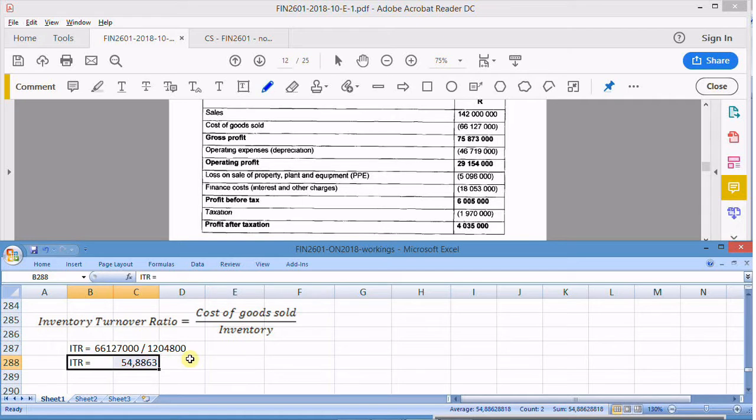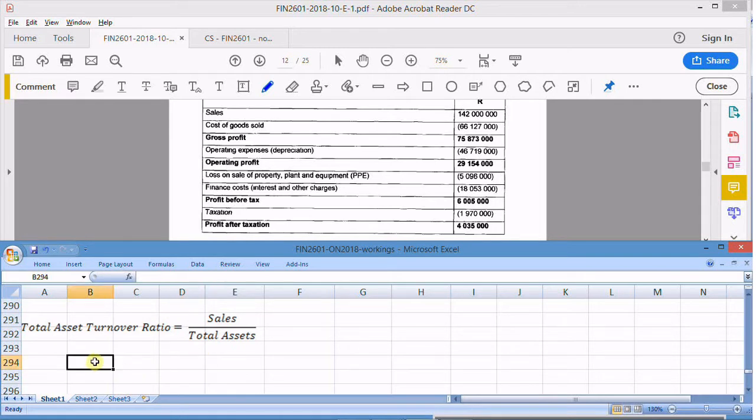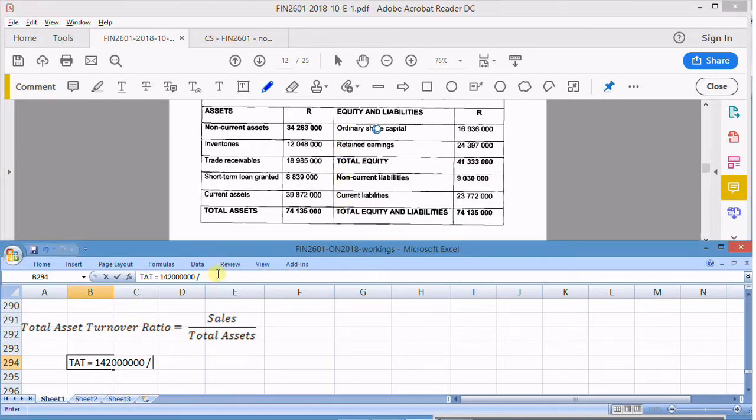Okay, yeah, so that's the 54862 times. Inventory turnover rate. It's the number of times you're turning over. Okay, total asset turnover. Sales 142123456 divided by total assets that we need. There's our total assets: 74135000.